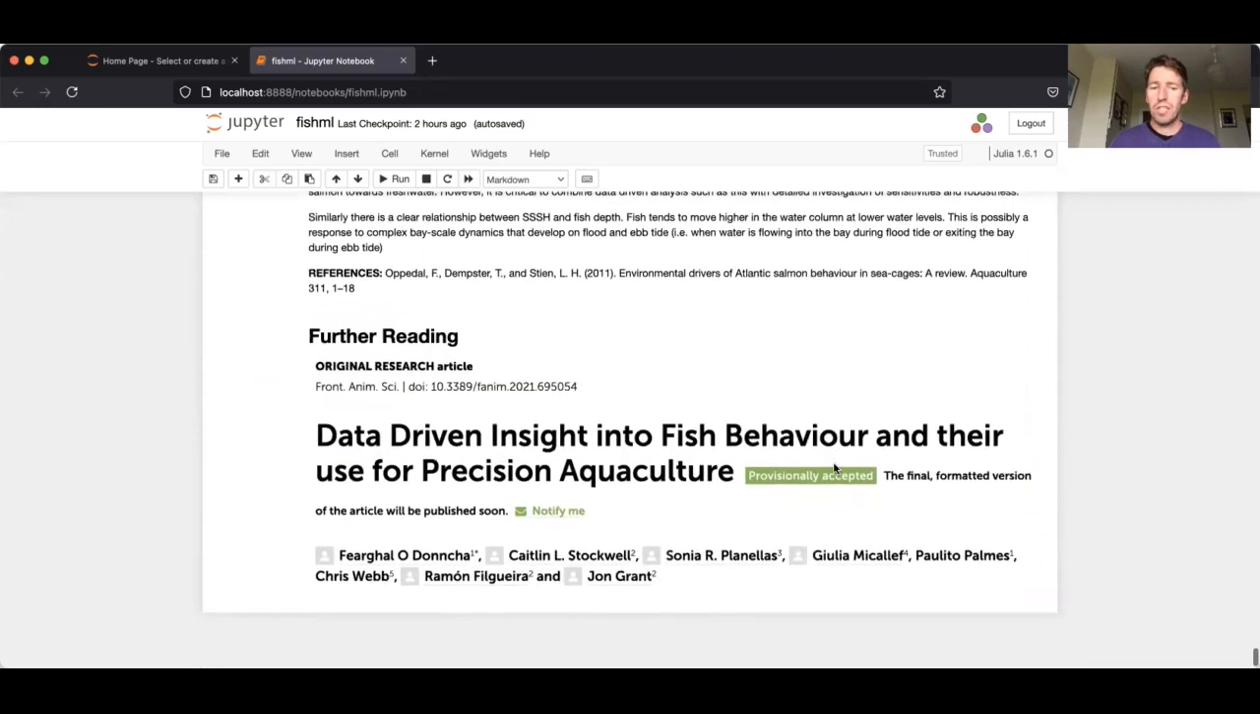And finally, more details on this are available in our recent paper in Frontiers in Animal Science related to data-driven insight into fish behavior and its use for precision aquaculture.